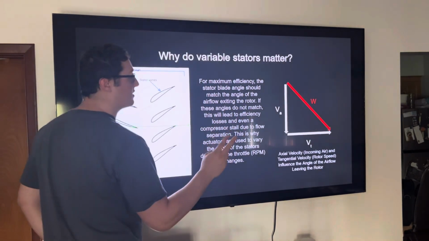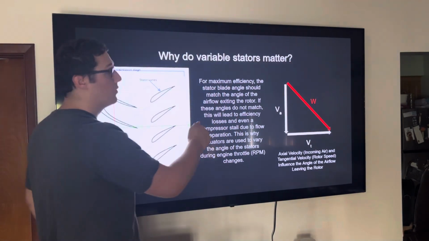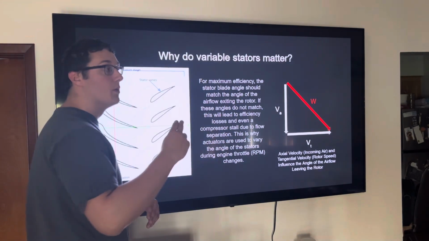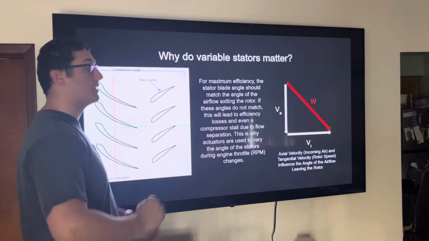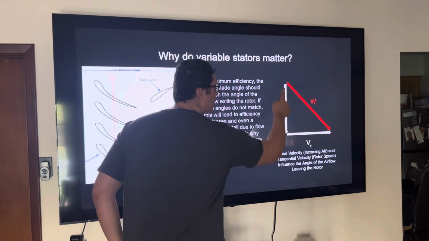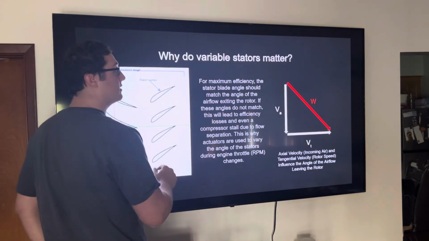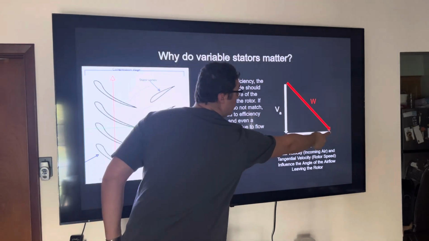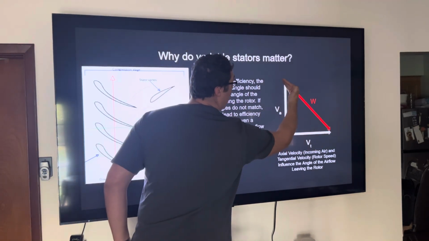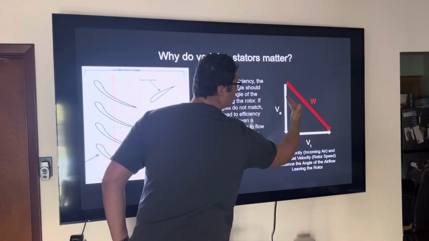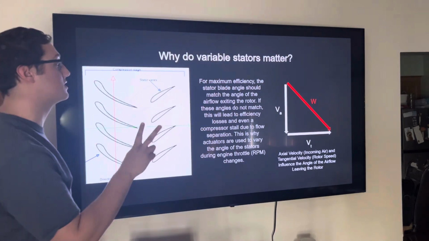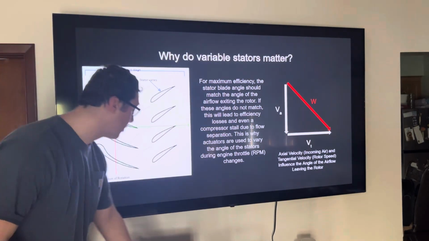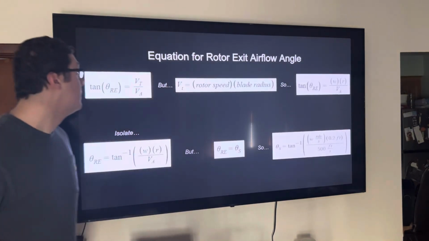We have our two vectors here: the axial velocity, which is the air coming into the jet engine, and then our tangential velocity, which is the velocity created by the rotor spinning. The resultant vector is the airflow leaving the rotor stage. So if the tangential velocity or the RPMs drop, that angle would flatten out or straighten out. You can see how those two vectors will change the airflow leaving the rotor. So it's very important that we know what's going on.